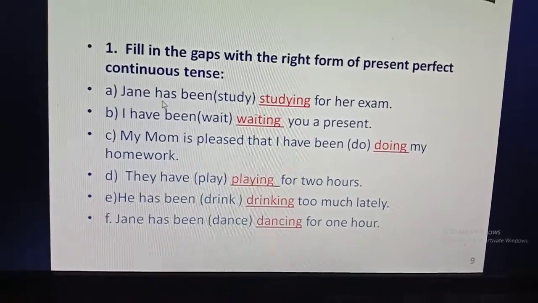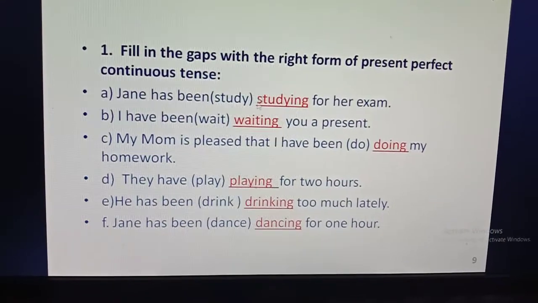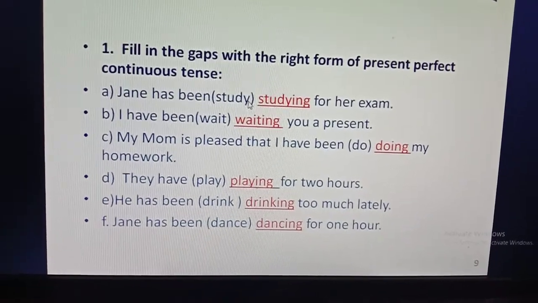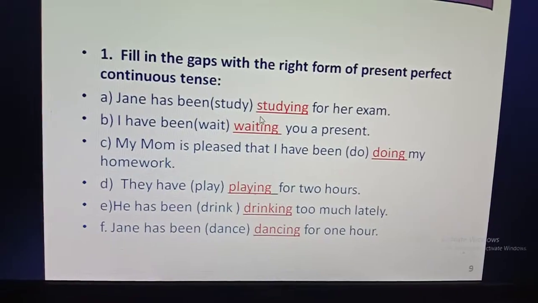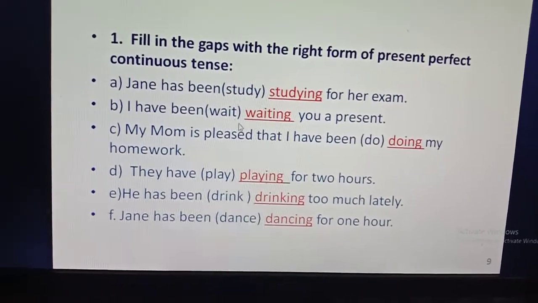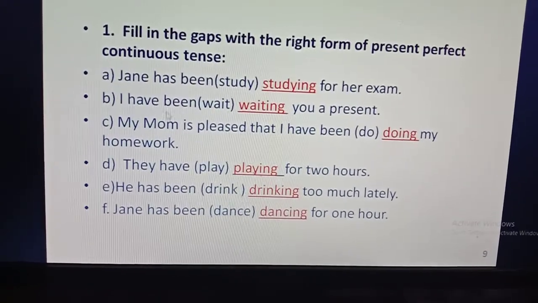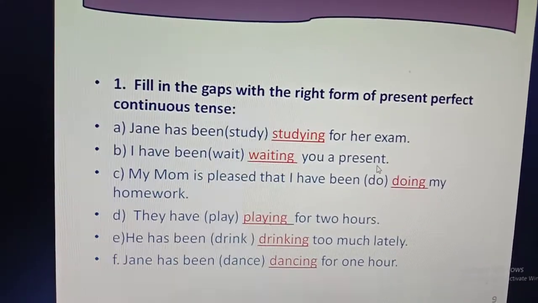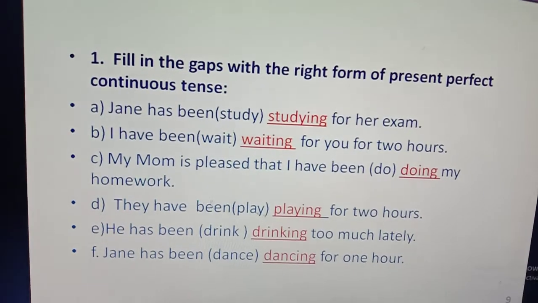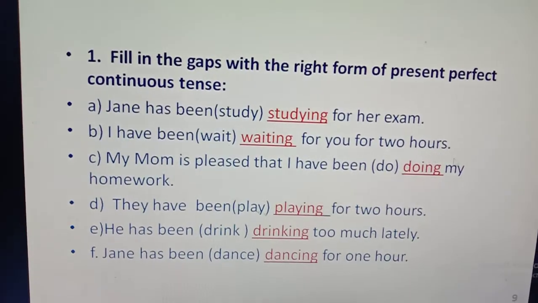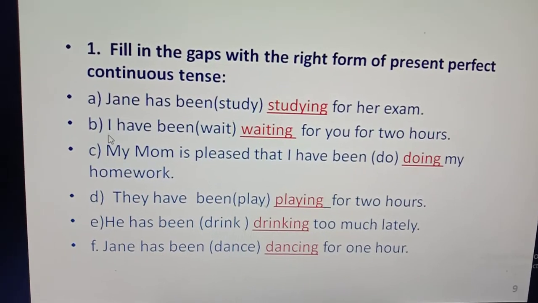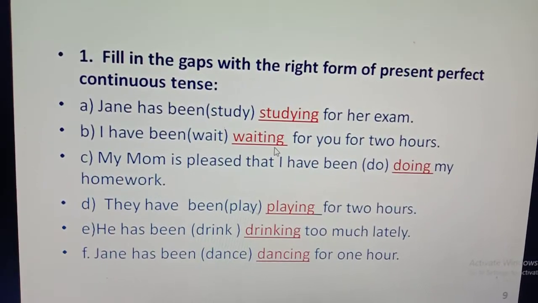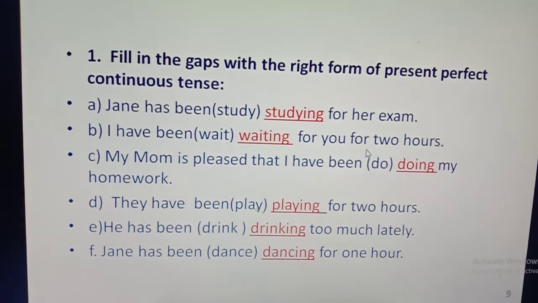We know that Jane has been studying. We know when we are going to write present perfect continuous tense, we have to use verb with ing. So you are simply going to do what? You are simply going to add ing with the verb. Okay, Jane has been studying for her exam. Then I have been wait. Sorry, here is another mistake. Boys, this sentence will be, I have been waiting for you for 2 hours. Okay, so we know that when there is subject, then have or has, then been, then the verb will automatically end with the ing. Okay, so I have been waiting for you for 2 hours.